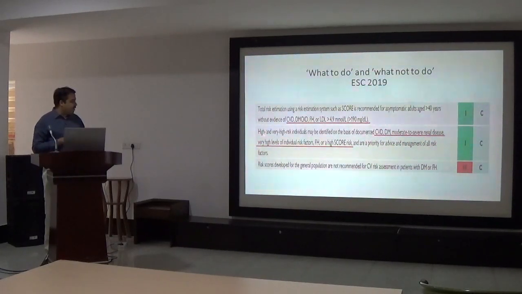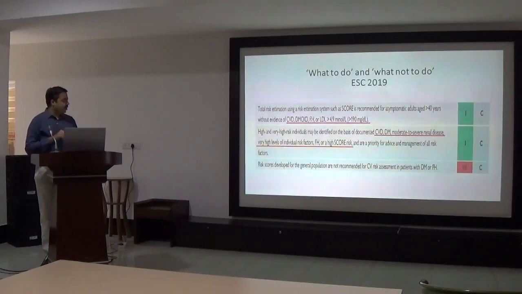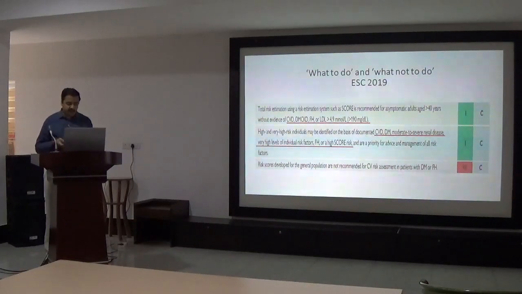Second, class 1 recommendation is that high and very high risk individuals may be identified on the basis of documented cardiovascular disease, diabetes, moderate to severe renal disease, familial hypercholesterolemia or high SCORE risk. That is all more or less the same. So for these persons we don't go for risk calculation and we directly go for statin therapy. For others we go for risk calculation by SCORE and then go for statin therapy accordingly.